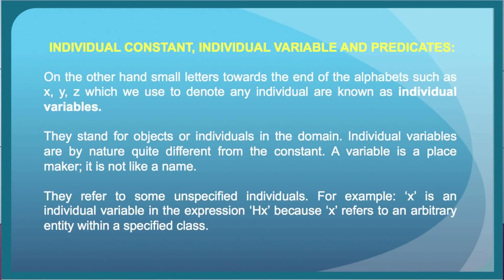On the other hand, small letters towards the end of the alphabet, such as x, y, z, which are used to denote any individual, are known as individual variables. They stand for objects or individuals in the domain. Individual variables are by nature quite different from constants. A variable is a placeholder. It is not like a particular name. They refer to some unspecific individual. For example, x is an individual variable, and in the expression Hx, x refers to an arbitrary entity within the specific class.